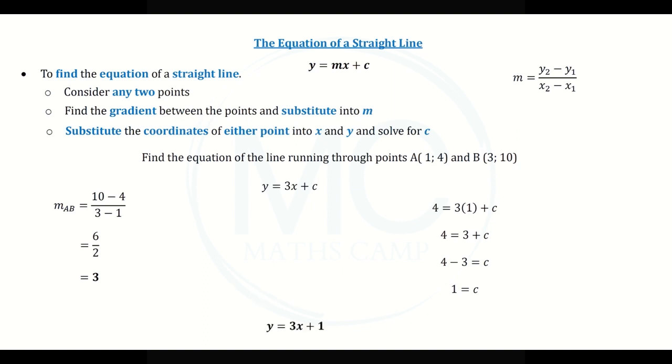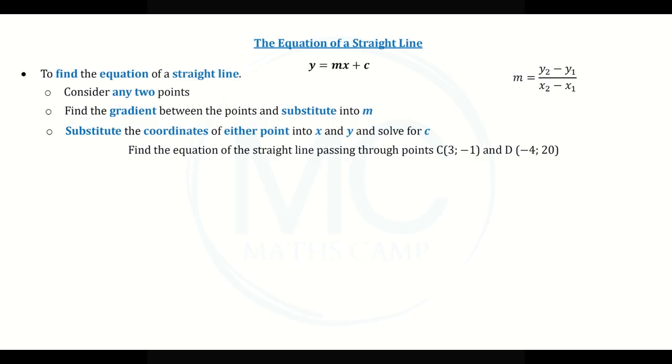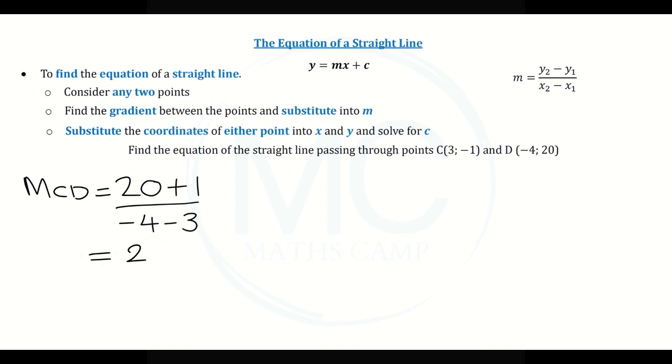Let's do another example. Find the equation of the straight line passing through points C with coordinates 3, negative 1 and D with coordinates negative 4, 20. Let's start with the gradient. So we say the gradient of CD is equal to 20 minus negative 1 becomes 20 plus 1 over negative 4 minus 3. 20 plus 1 is 21 over negative 4 minus 3 is negative 7.